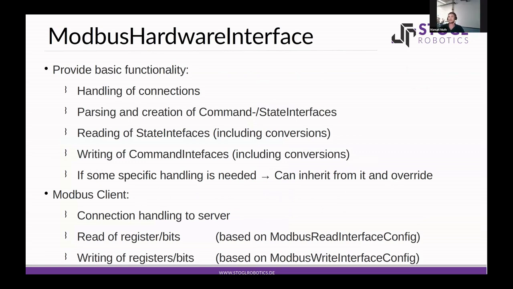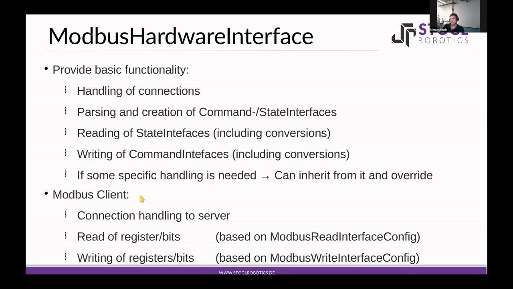Like I already mentioned some parts of this. What the hardware interface provides us is the ROS2 standard way of interacting with Modbus devices, and it provides handling of the connection for us. It also provides the reading and writing of the hardware, which includes the conversion between unsigned ints and double. And it also provides the creation of those command and state interfaces by simply writing a usual ROS2 control XACRO file. I will show this later.